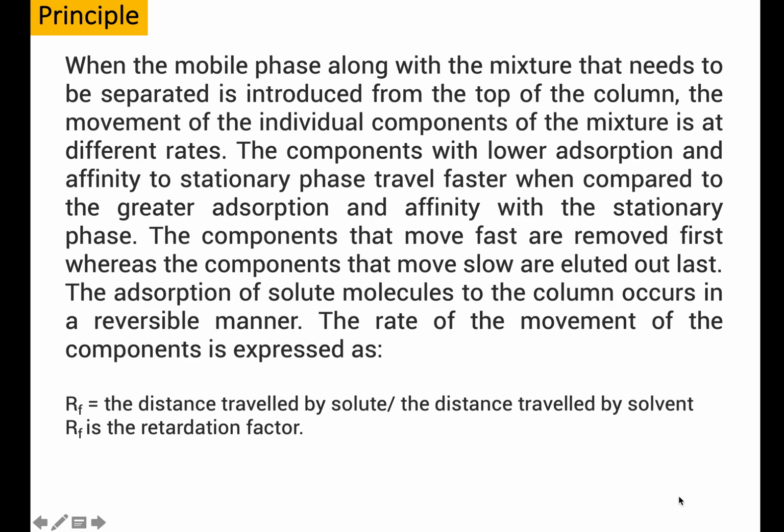Let's go back to the column chromatography using silica gel. The component with higher affinity will stick to the stationary phase and be eluted last. The component with less affinity to the stationary phase, or less attractiveness to the stationary phase, will move faster and be eluted first.